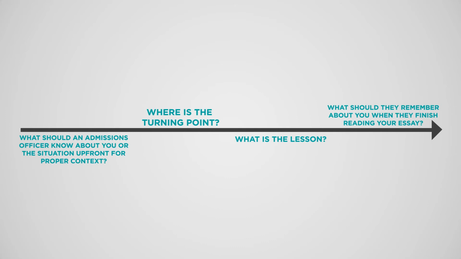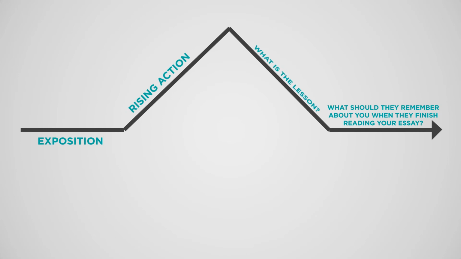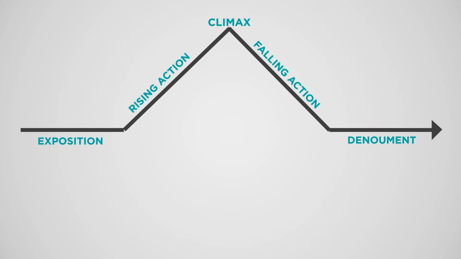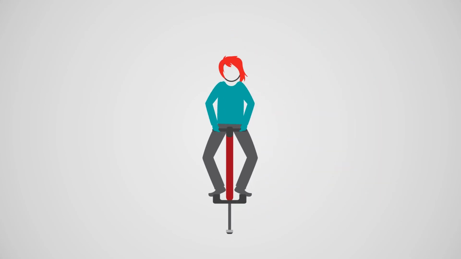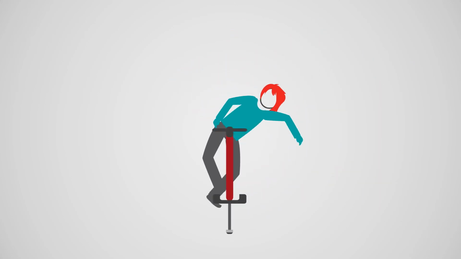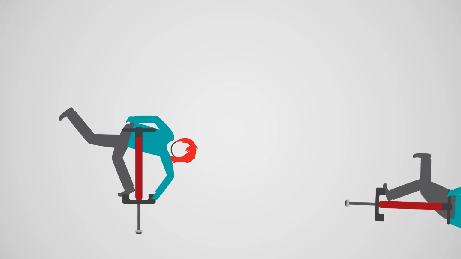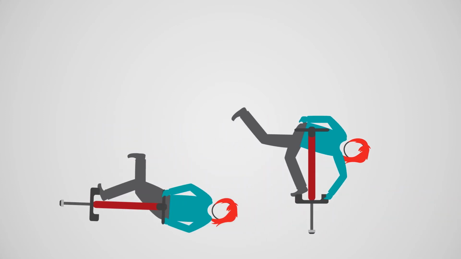Once you determine these answers, you can work to set up the key points by building dramatic tension. The heart of your message will often be revealed, or at least start to unveil itself, about three quarters of the way through your essay. Maybe breaking your leg in a pogo sticking accident taught you a lesson about balance and led you to develop a plan to bring more literal and figurative balance to your life. Maybe you should let the admissions officer know that you made a full recovery and invented pogo stick yoga, or poga.